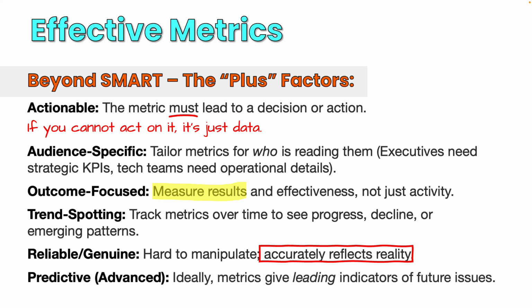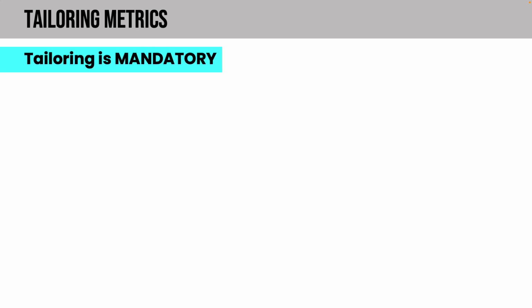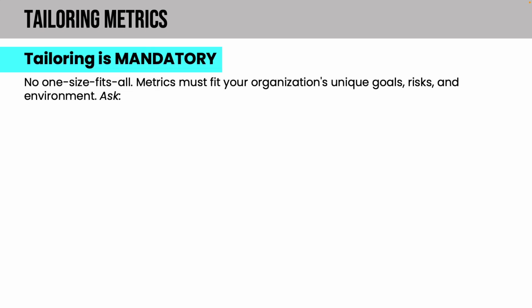And in advanced cases, predictive would be great. Ideally, metrics can give us leading indicators of future issues. And there are different kinds of metrics. Some will be lagging, some will be leading. I'll give you a teaser there. We're going to dig into the different types of metrics a little further in Domain 3 Part B. But tailoring the metrics to the organization is going to be mandatory. There's no one-size-fits-all. The metrics have to fit your organization's goals, risks, and environment.